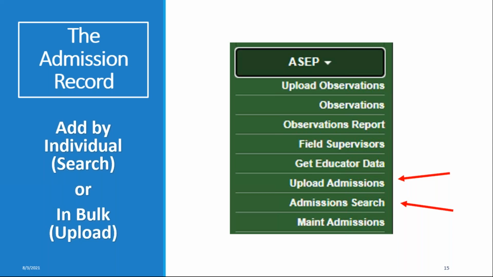As a reminder, the admission record is supposed to be created within 7 days of the date of formal admission. So all of your candidates should have an admission record. That makes your data review and reporting a whole lot easier at this point.